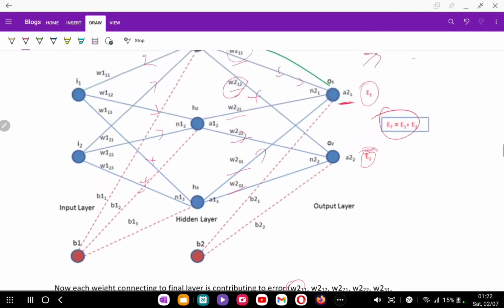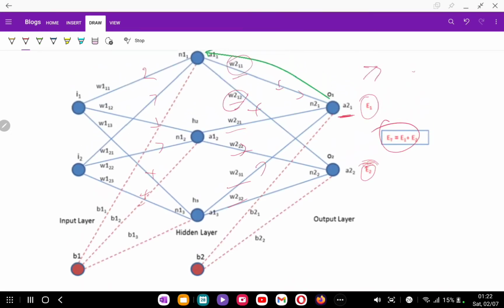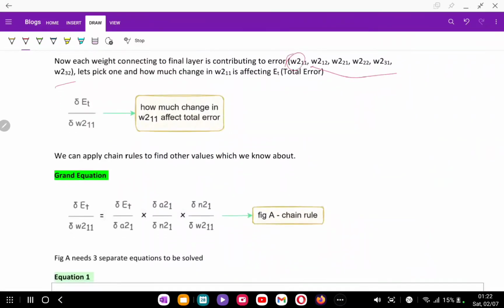So what does the error term with respect to W211 look like? This is our partial derivative, so we are going to use calculus here.